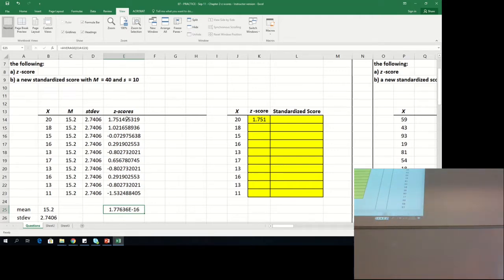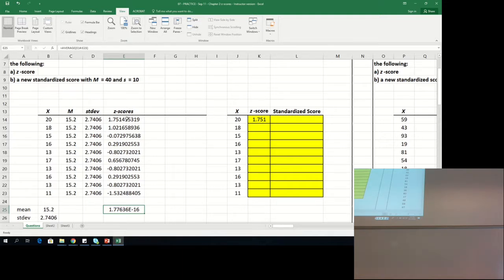If you're not, this means that this number is 1.77 times 10 to the minus 16. What that basically means is you put 16 zeros before you get to that 1.77. So that number is literally 0.0000000000000001776. All right? That's the number that Excel is saying your average is. That's pretty darn close to 0. That's good enough for us.